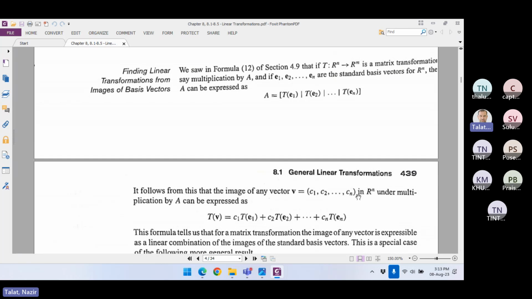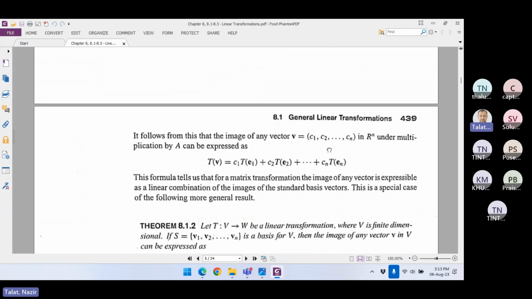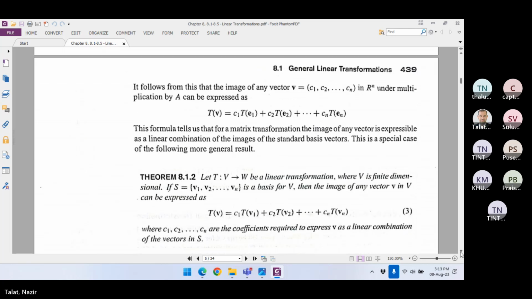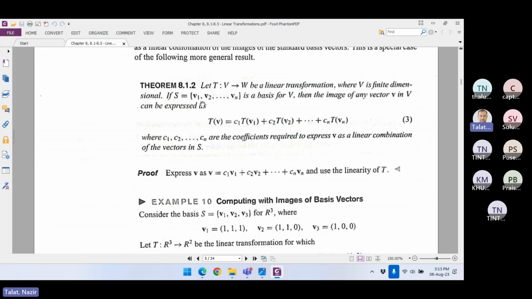Where V contains the basis, this sometimes gives us a useful formula to get the values. For instance, if V1, V2, up to Vn are the basis of V, then the image of every vector can be expressed in this form.